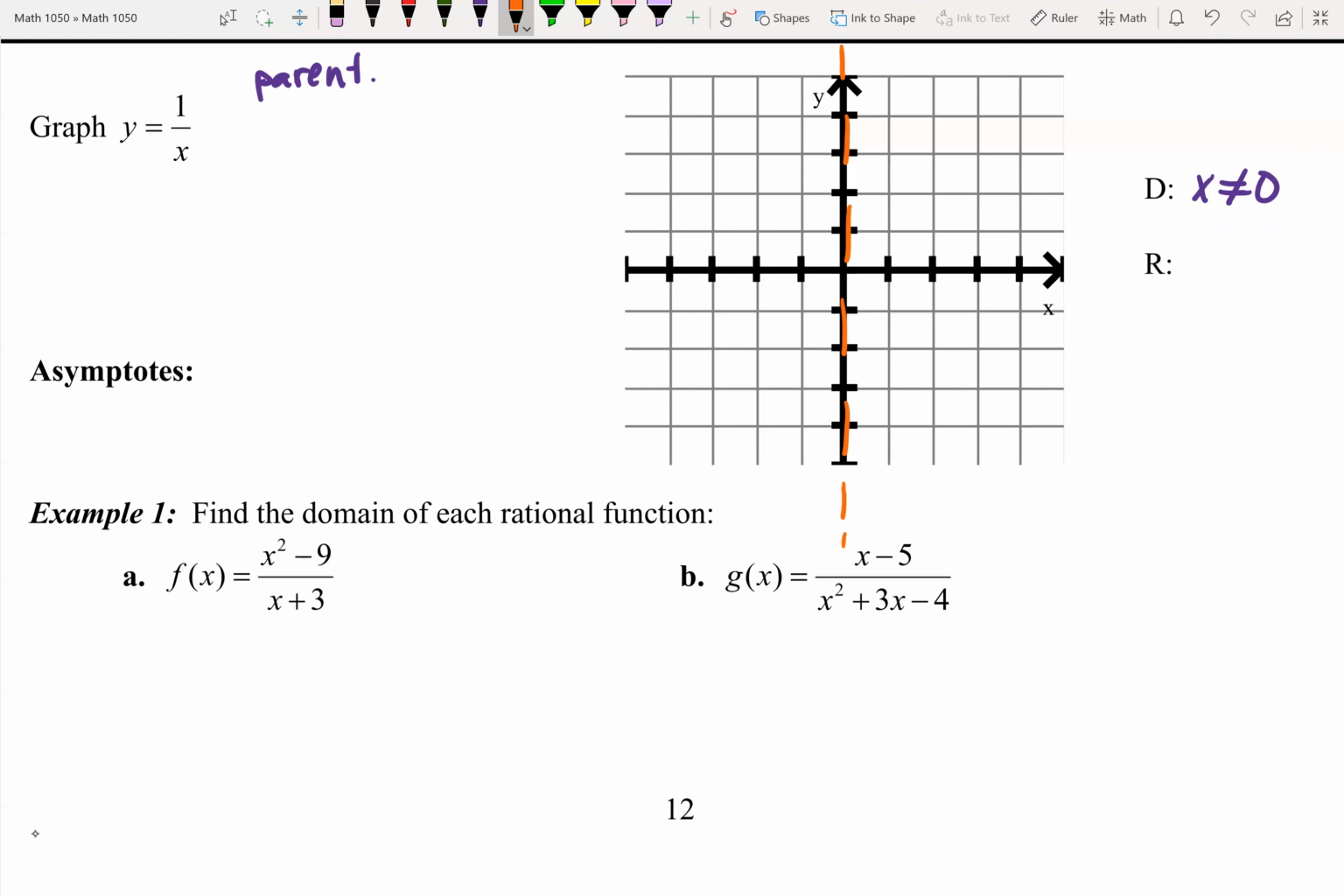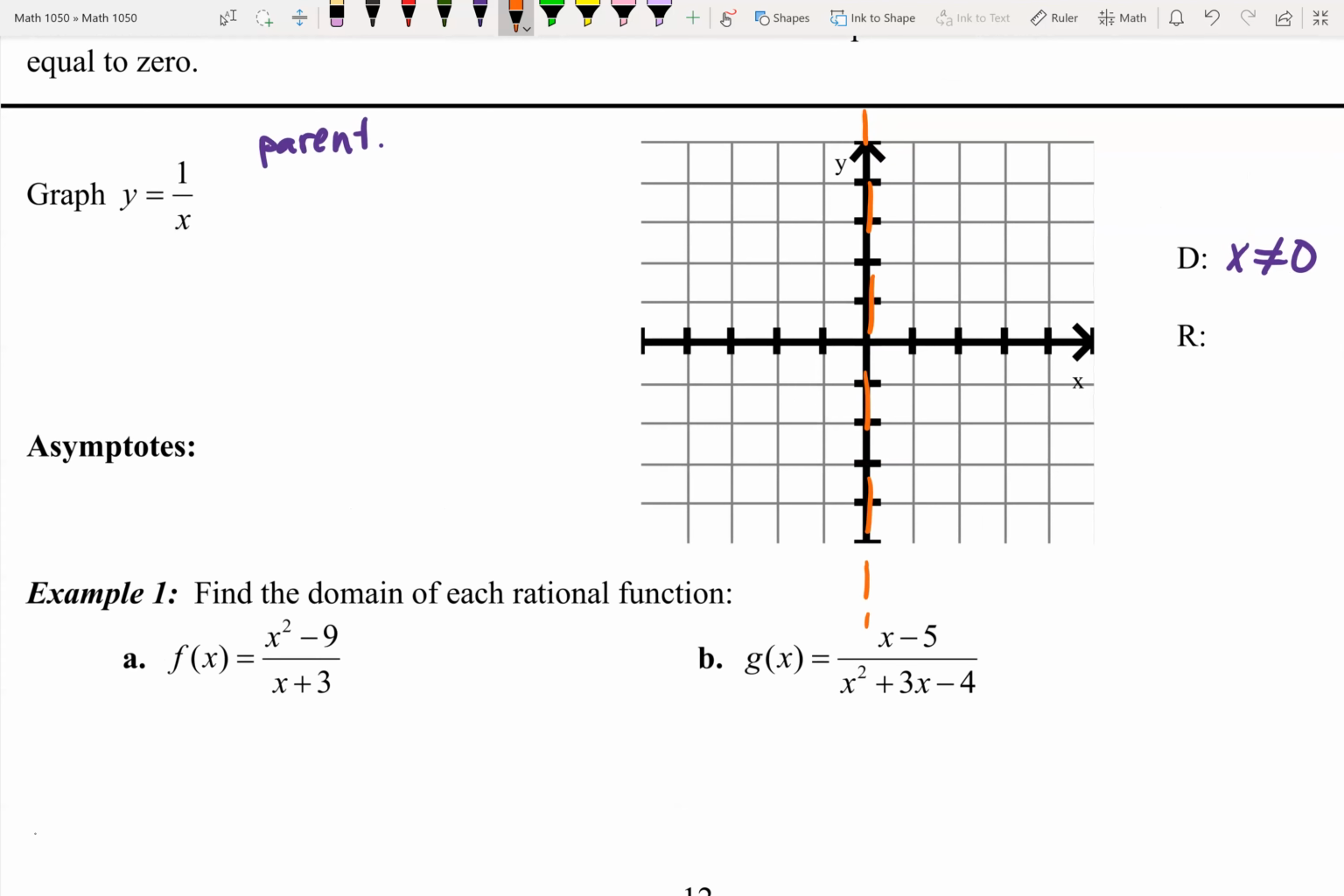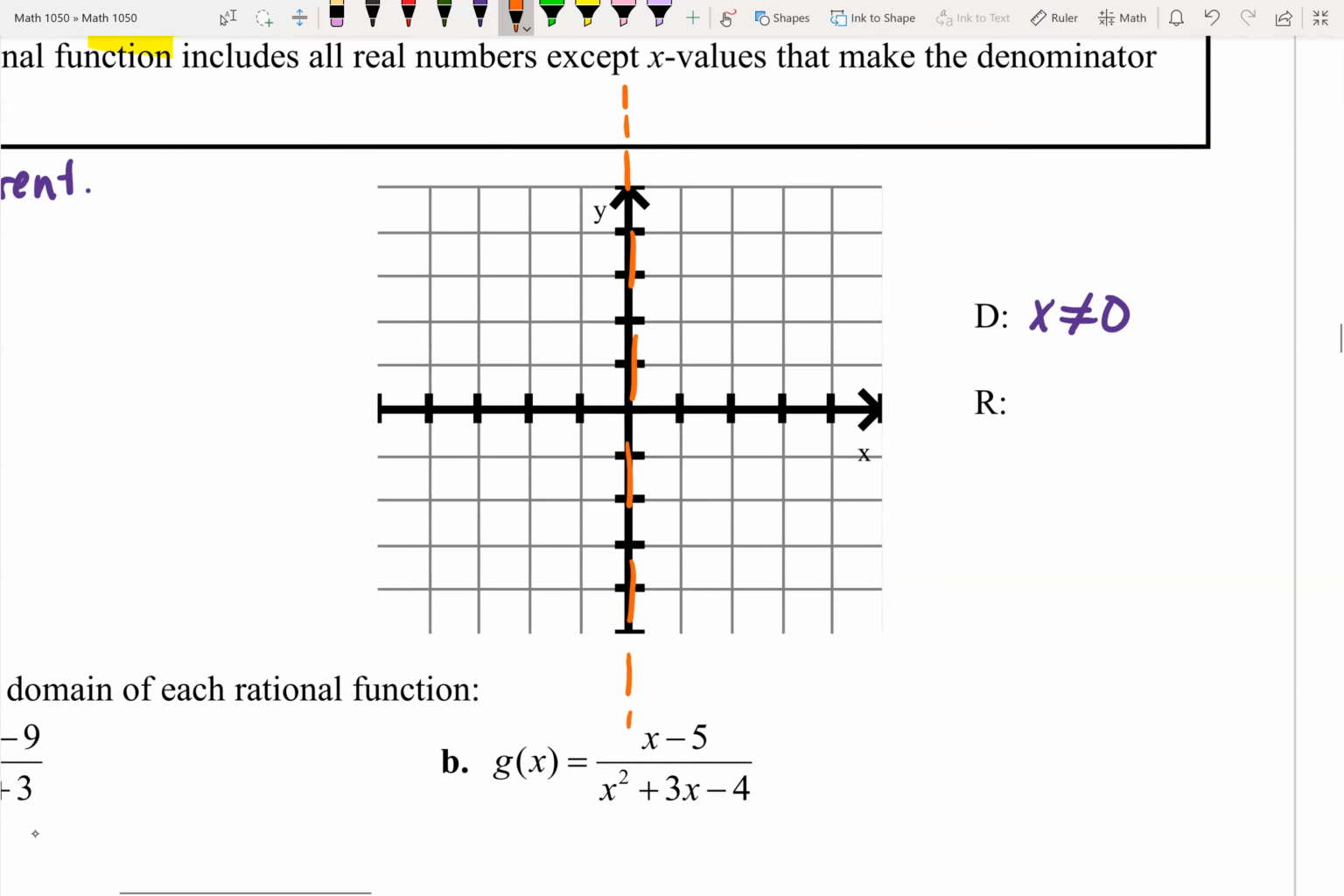Some people are afraid to put that asymptote right on the axis, so they push it over to the side. Don't do that, because if you push it over to the side, then your graph is no longer accurate. Your asymptote is off. So don't be afraid. To show that it's an asymptote, use a different color, and extend it beyond the axis so you can see it. This is something that's important.